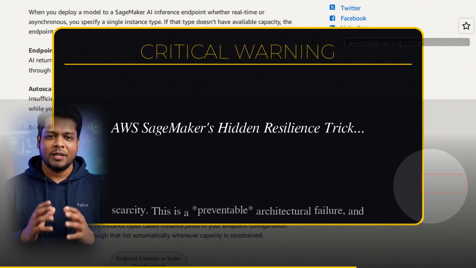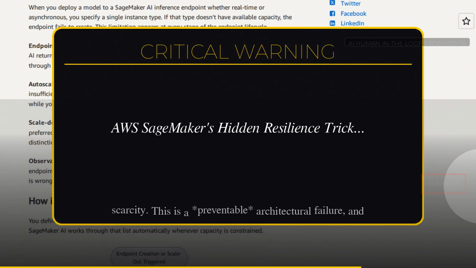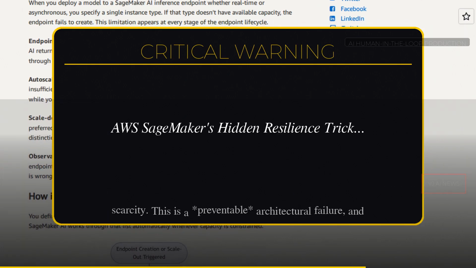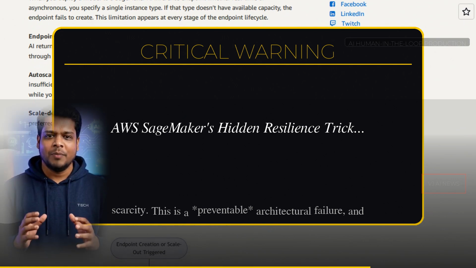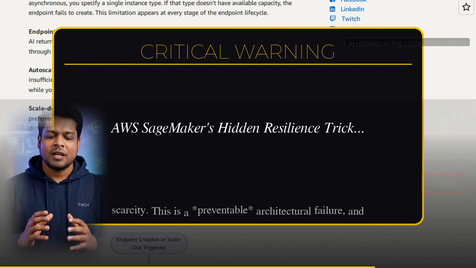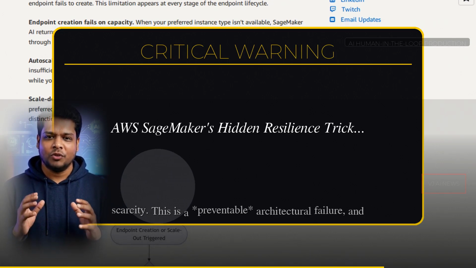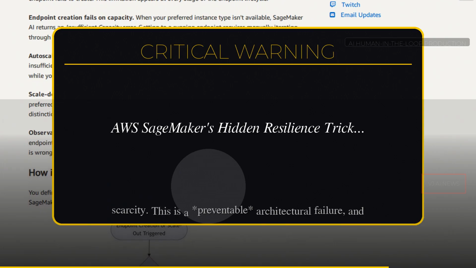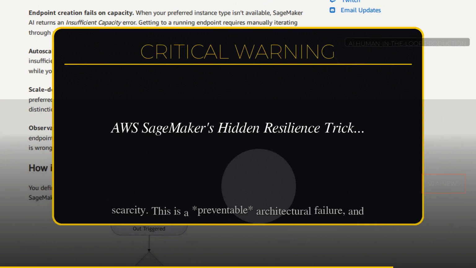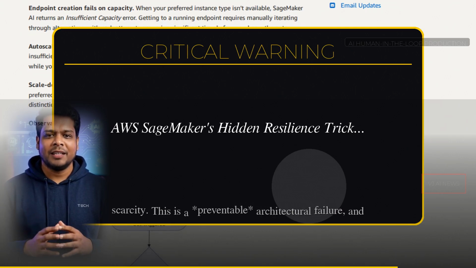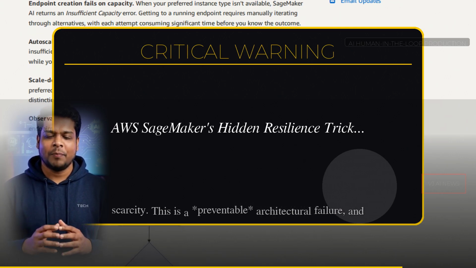Now, the caveat here is critical. This is not a magic performance bullet. Your fallback instances must be compatible with your containerized model. A model expecting Ampere-generation features will fail on an older GPU. You are explicitly trading consistent latency for high availability.